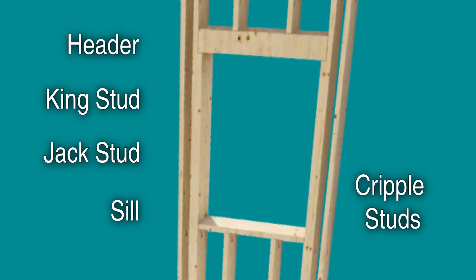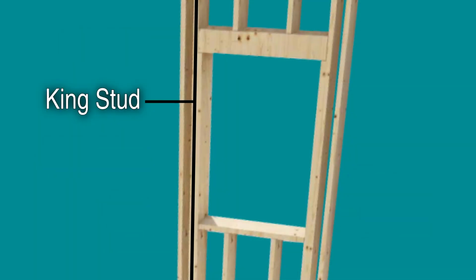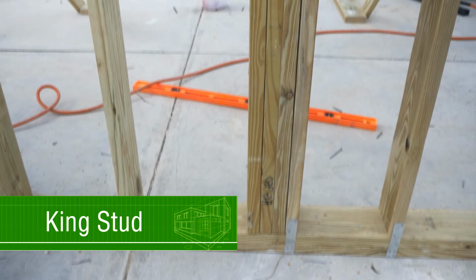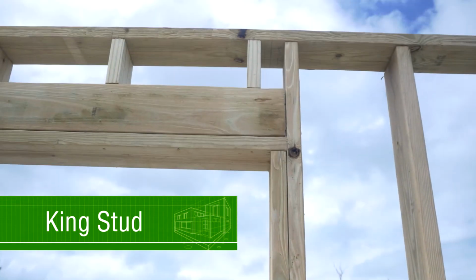King studs go on either side of the frame. King studs must be continuous from the base of the wall all the way to the top of the wall. They should not be broken by the header or sill.